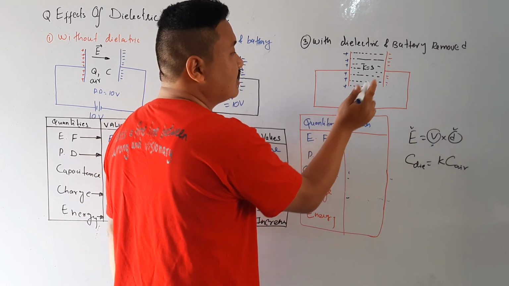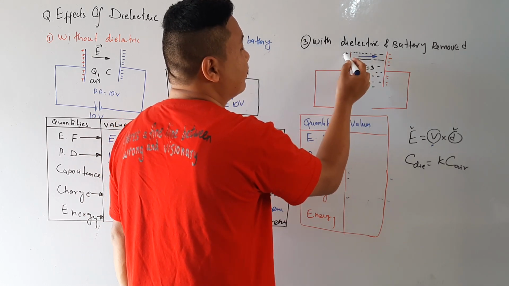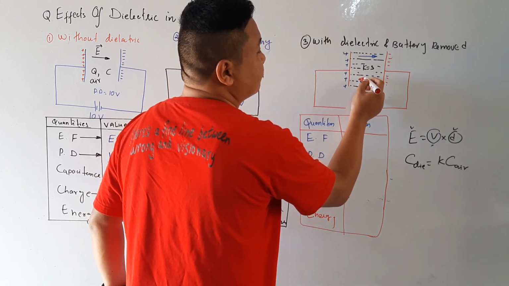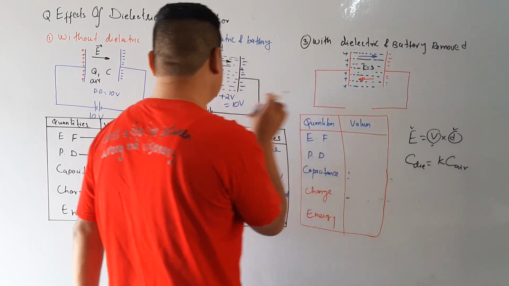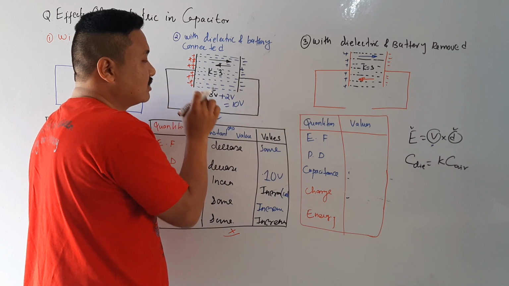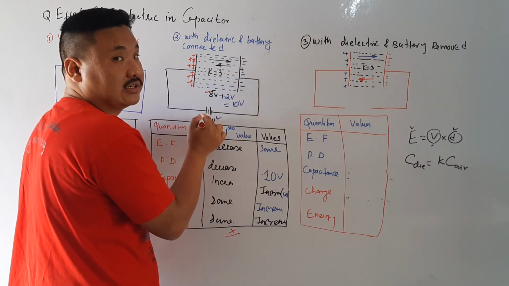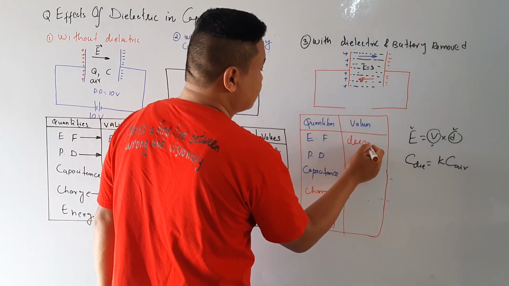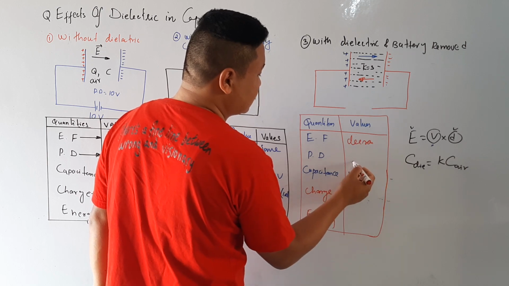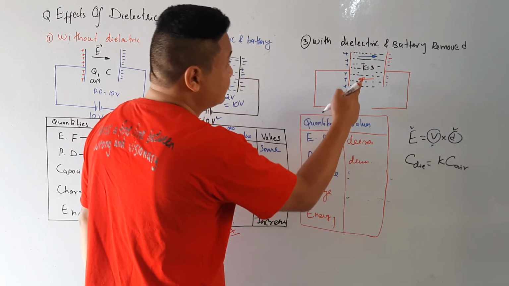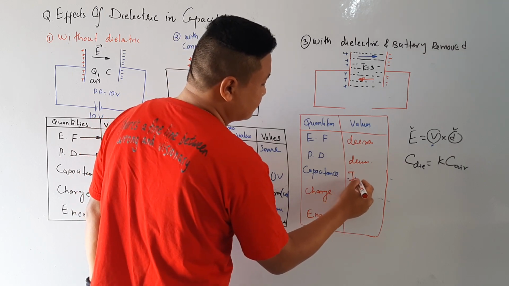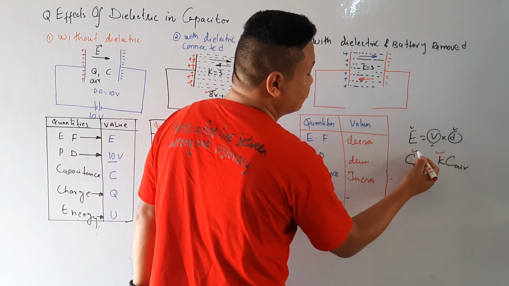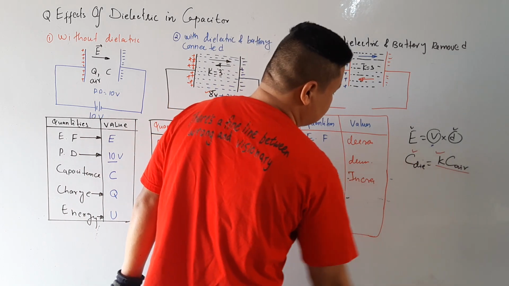There is an electric field from this plate to that plate, and another electric field due to the dielectric. Earlier, when the battery was there, more charges were flowing because of the 8 volt and 10 volt difference. Now there is no battery, so the electric field will decrease, and the potential difference will of course also decrease, but the capacitance will increase, because whenever you put a dielectric with K, the capacitance always increases.